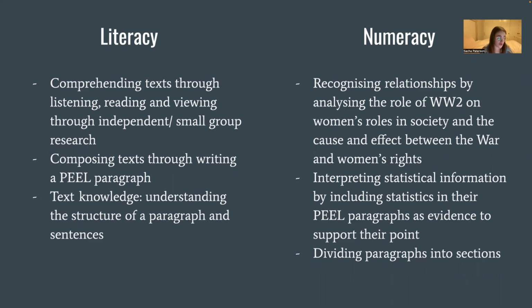For numeracy, students recognized relationships by analyzing the correlation between a global war and an increased demand for workers, and therefore women workers. They interpreted statistical information by incorporating a statistic into their PEEL paragraph, and they also used mathematical skills simply by the very nature of writing a PEEL paragraph. This is a paragraph that is divided into key sections where students must sort information by topic and sort it chronologically. This is similar to creating a timeline, but they are instead sequencing sentences rather than sequencing events.